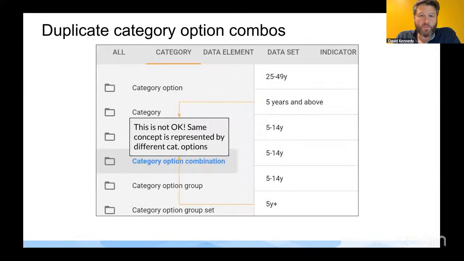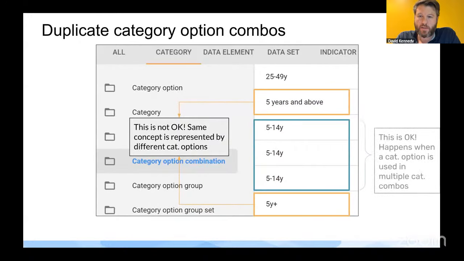With category option combos, there's a couple of different cases. If they are the same concept but different names, that can be bad and you want to remove it. But if it's exactly the same, that can be a matter of the same category option used in multiple category combinations. So the category option combinations will be the same, even though they're referring to different things. So it's a little bit of an okay duplicate.